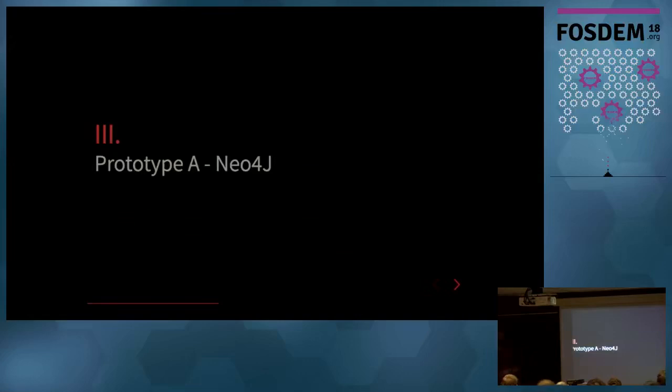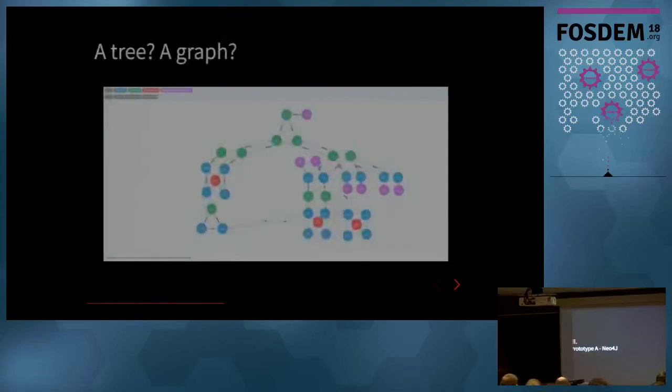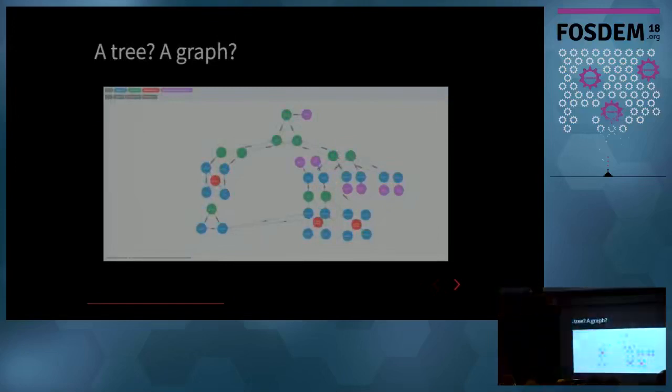So, as Benjamin said, we tried 2 prototypes. The first one was actually using Neo4j. Why is that? Because, as you saw, we have a rather complex graph, and Neo4j is a graph database. So we told ourselves this could be a good idea. It's a tree, it's a graph. So this is actually the schema of the Neo4j database we devised.